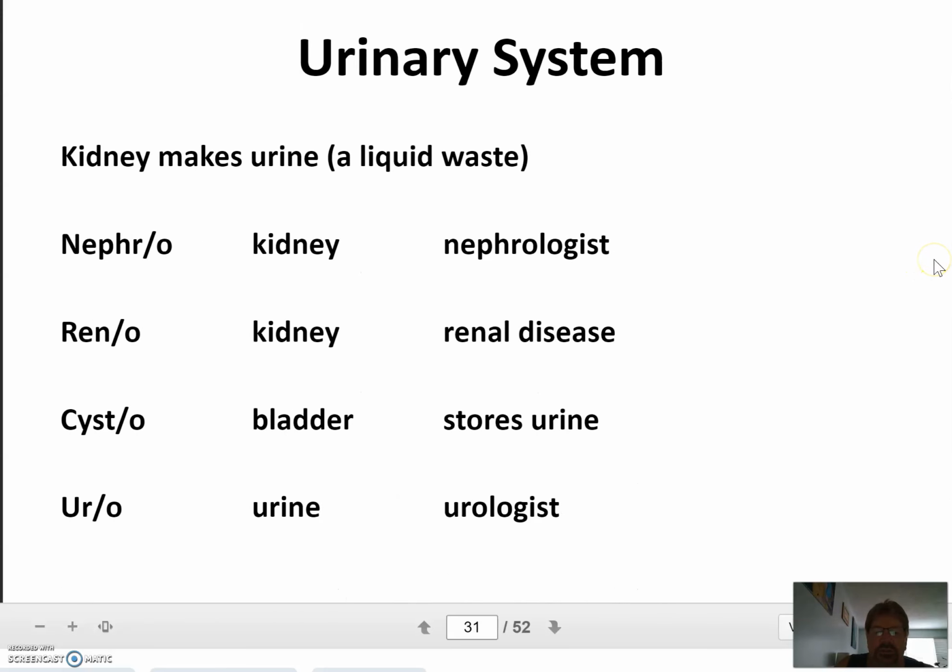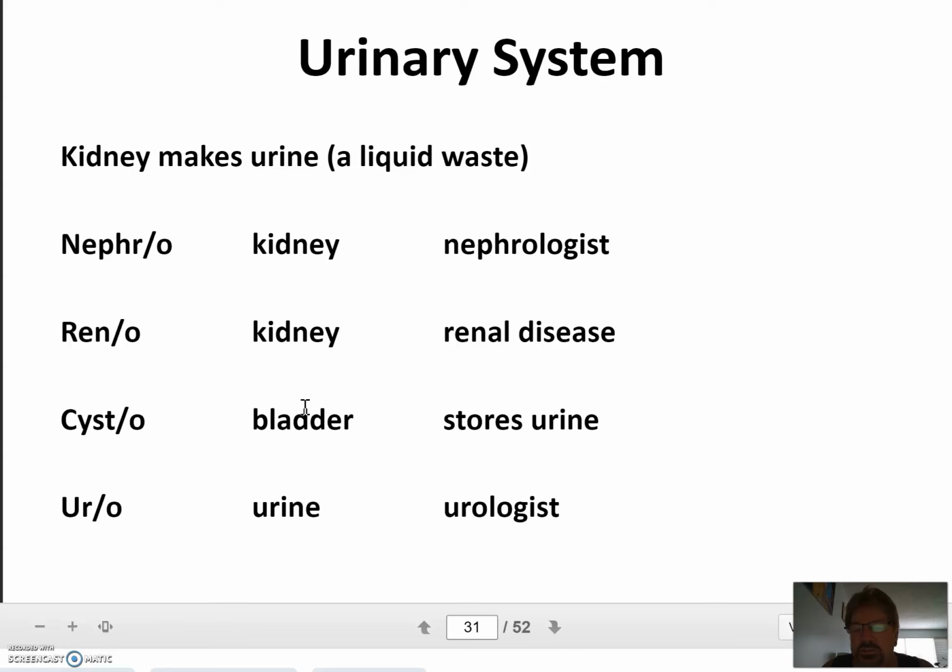Urinary system. Kidney makes urine, a waste product. Nephro is one of the main keywords or root words for kidney. It's very important. Nephrologist, doctor specializing in kidney. Renal is another word for the kidney, but it typically has something to do with disease. Cysto is the root word for the urinary bladder. Now, to be strict, we have to say urinary because there are two bladders in the body.